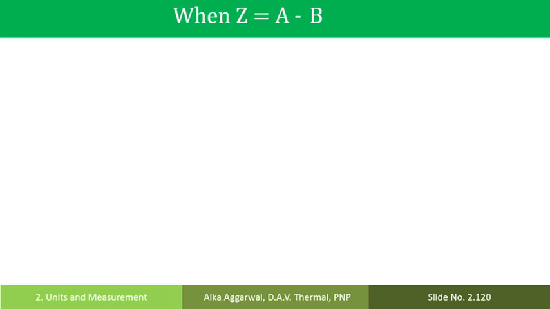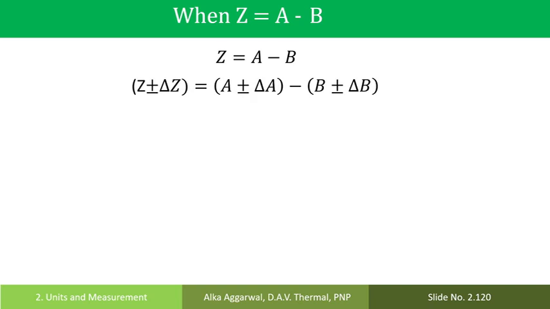Hello, let us continue with the error in subtraction. As we discussed in the previous lecture, in case of subtraction, the maximum possible error is the sum of the absolute errors of the measured quantities. Delta Z is the error in the result, delta A is the error in the measurement of the quantity A, delta B is the error in the measurement of the quantity B. On rearranging, these are written in this way.